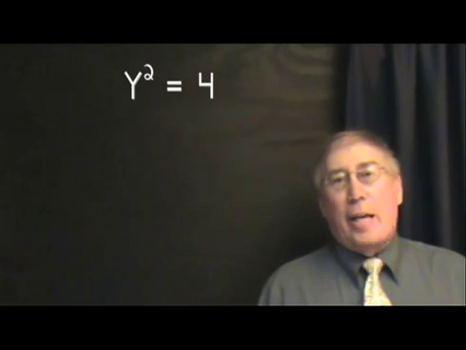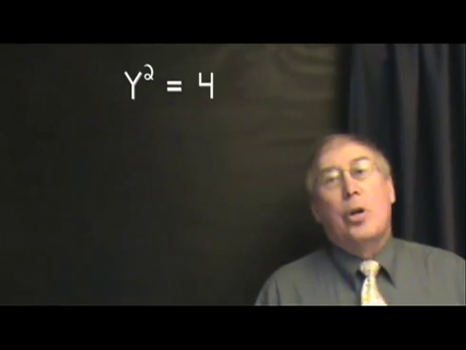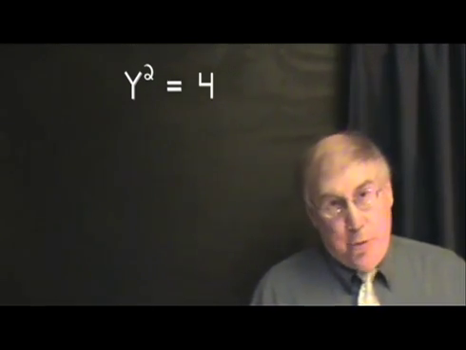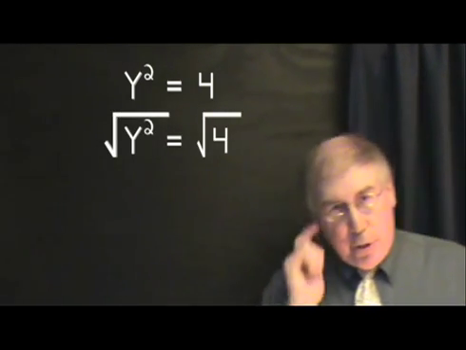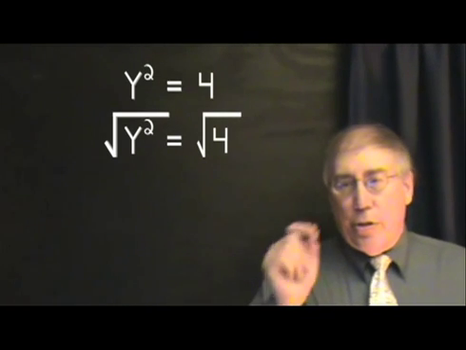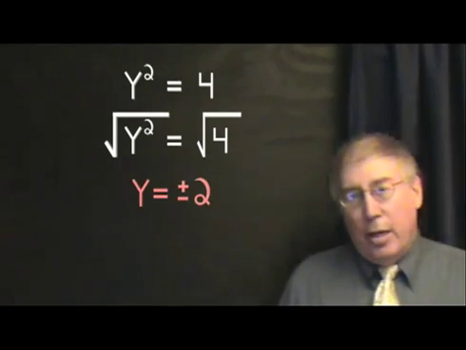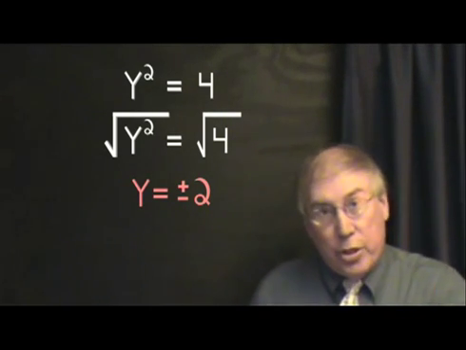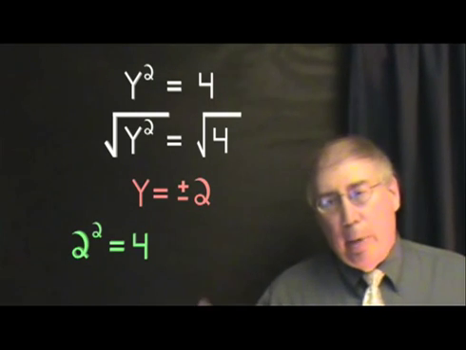Hi, let's take a look at another way of solving quadratics. This time we're going to use square roots, and let me show you what I mean by that. Here we have y squared equals 4. Let's take the square root of both sides. On the left hand side we had a perfect square, so we're just going to come out with y. On the right hand side we come out with a plus or a minus 2.